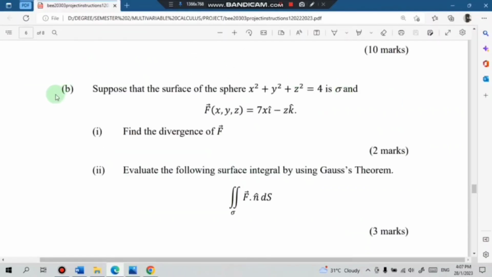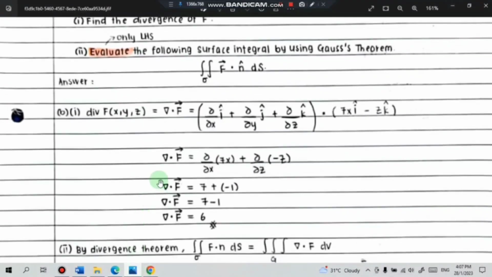Okay, now let's take a look at question 4b. Suppose that the surface of the sphere x square plus y square plus z square equal to 4 is sigma, and vector F equal to 7x i minus z k. Find the divergence of F. Since SymboLab can't compute the divergence online, I'm just going to show my manual calculation.